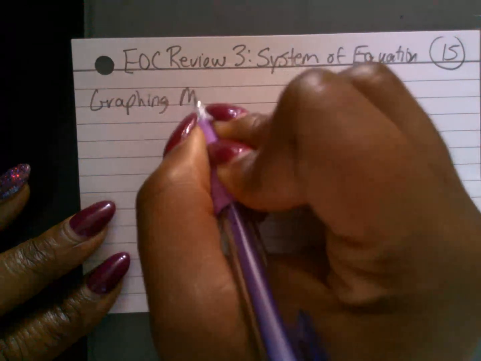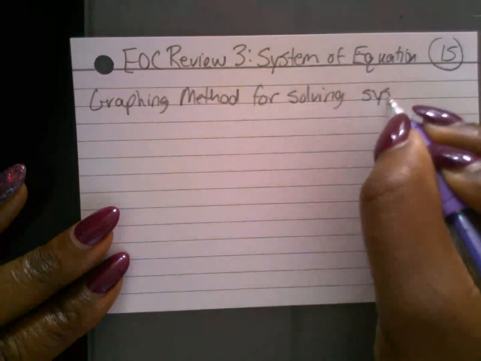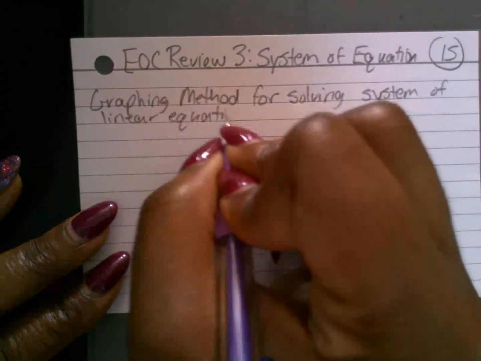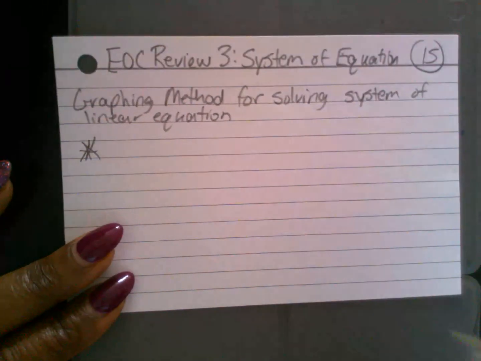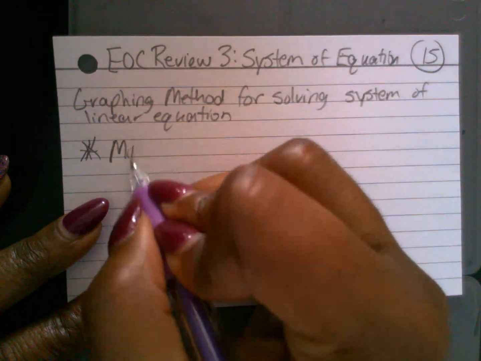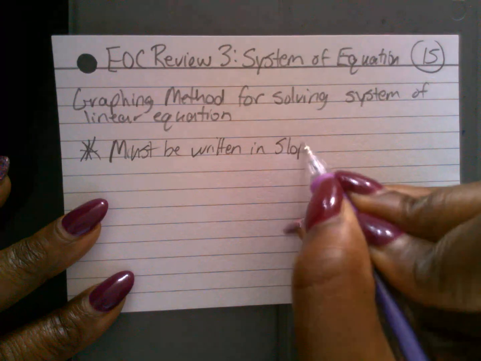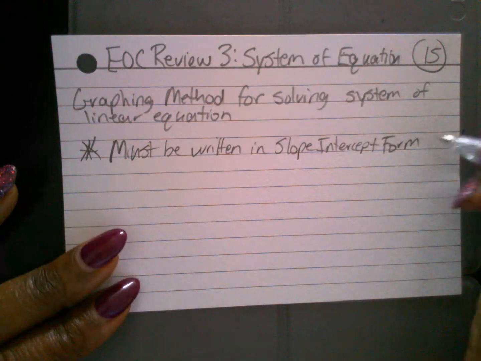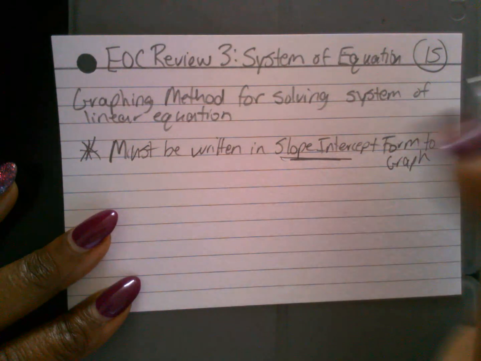When you're using the graphing method for solving a system of linear equations, you are basically graphing to see what points they share. When you graph to see what points they share, the equations must be written in slope-intercept form. Remember, it must be written in slope-intercept form to graph. Super important. Slope-intercept form is y equals mx plus b.